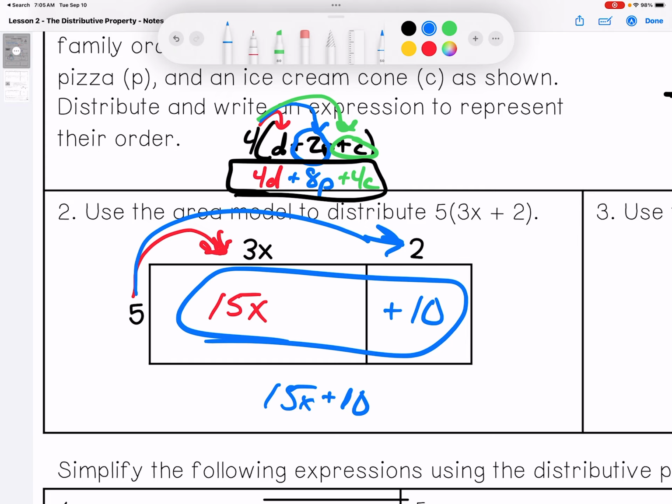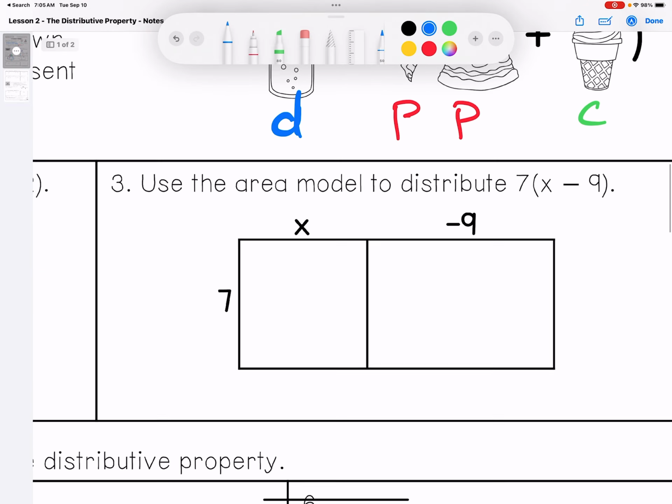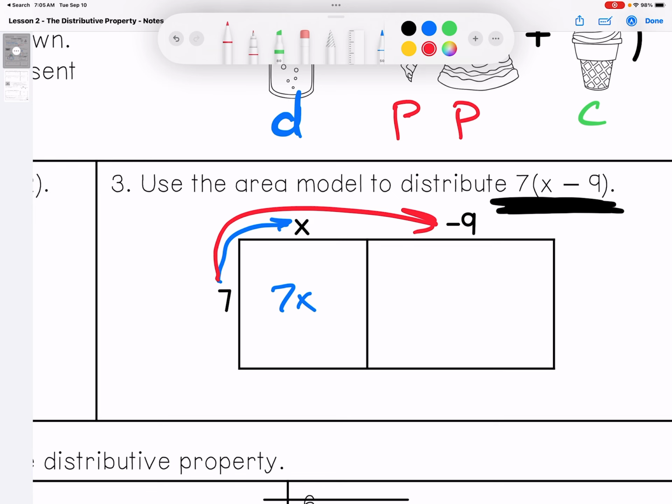All right, let's go do the other distributive model. Okay, there's what it would look like as an actual problem in black up there. All right, so we're going to go 7 times x, 7x. And then we're going to go 7 times negative 9, which is negative 63. So the answer would be 7x minus 63.